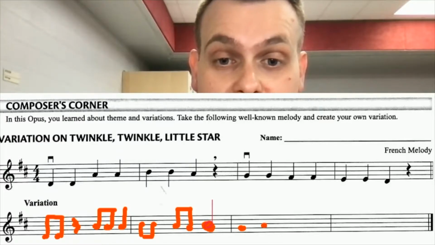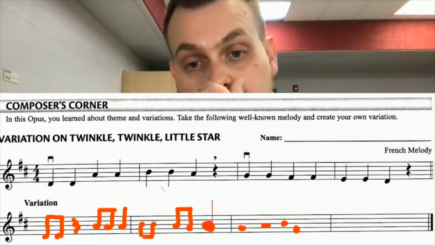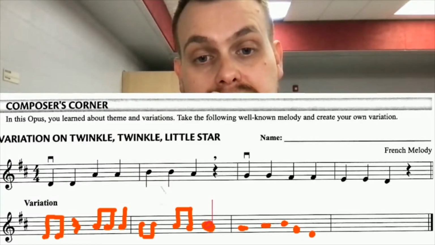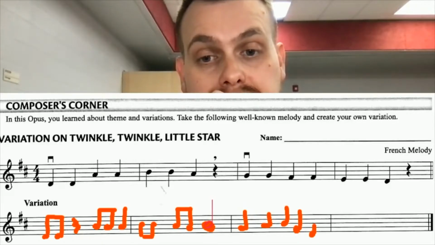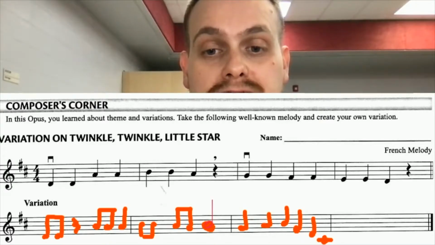I'm going to do G, A, B, F sharp, D, so G, B, F sharp, D. I'll make an A here, a low A on the G string.